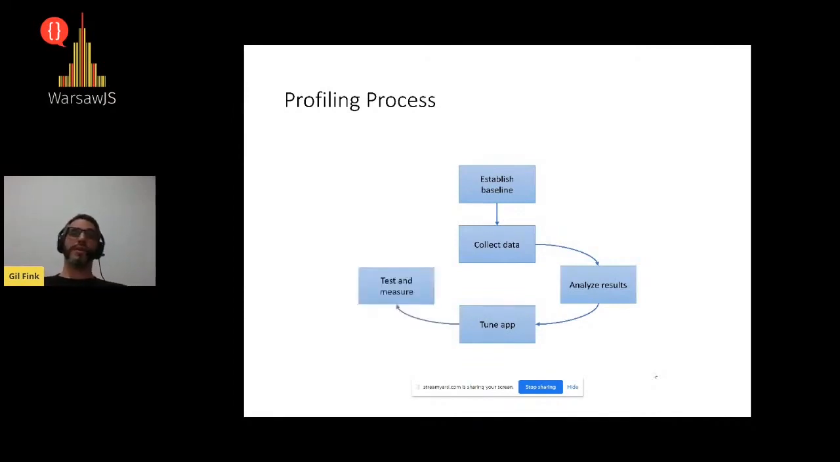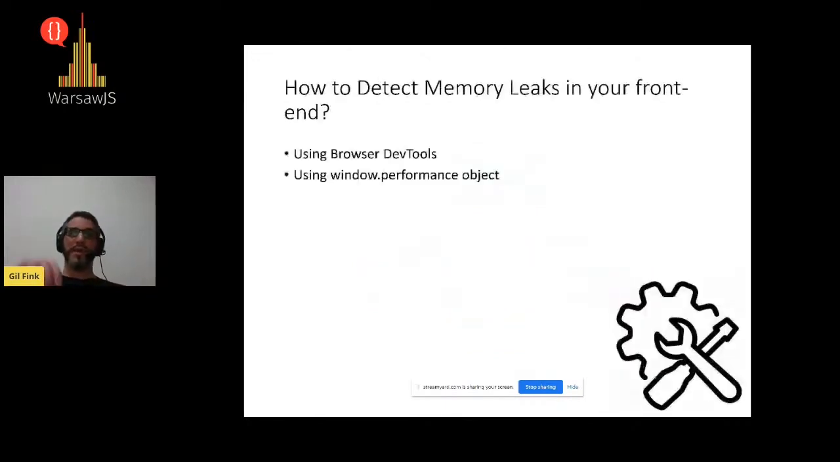After you tune up the application, you will test and measure again. You will try to figure out if the memory leak still exists and if your fix solved it. If not, you will collect data again, analyze the result, tune up, test and measure, and so on, the cycle of profiling. So I understand how the process of investigation works.